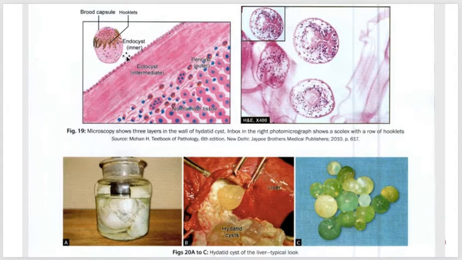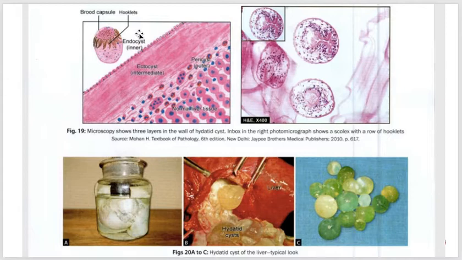And this is the endocyst, the inner part, which is the germinal layer, which is cellular and consists of a number of nuclei, you can see over here, right? Then there is the fluid inside, which is called the hydatid fluid. It is a clear fluid, you can see over here. And inside there are brood capsules.